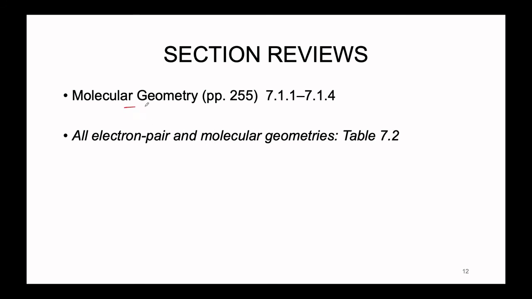A couple of example problems I have listed here correspond to observing molecules and determining what their geometries are, so I would definitely suggest giving these a view. And if you ever need to return to a table that has each of the electron pair and molecular geometries in it, again, if you're in my class using the 4th edition of Burge and Overby's Chemistry Atoms First, table 7.2 is where you want to go.